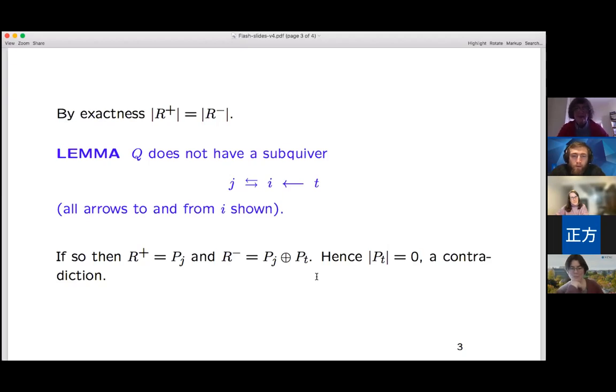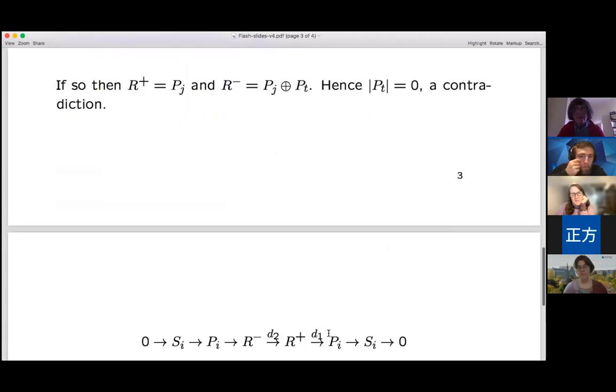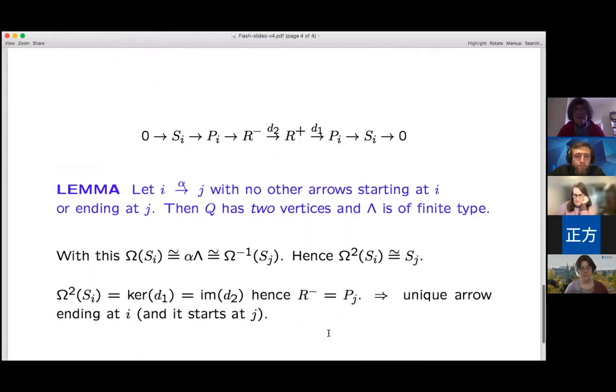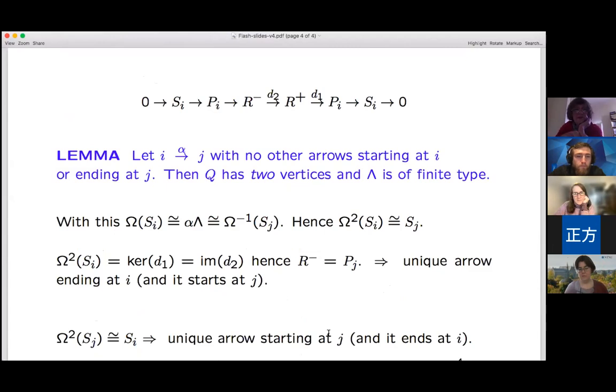And then, of course, you could ask, if we only have very few arrows, what do you have? There should also be some algebras of finite type. And here is an algebra of finite type. So suppose you have an arrow where no other arrows start at I and no other arrows end at J, then you have an algebra of finite type. And that's also fairly elementary in some ways, if one finds it.